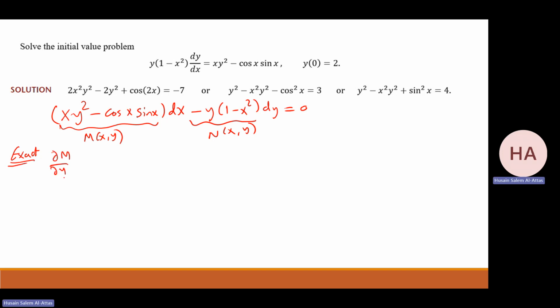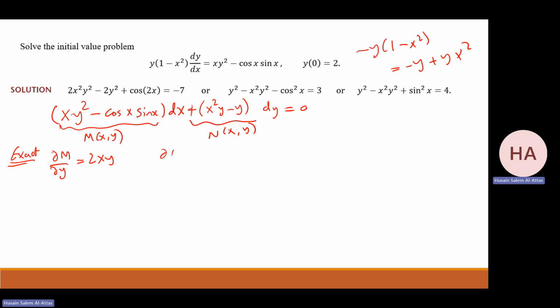Partial M with partial Y, it will be what? 2xy. This is constant. And I have partial N. I think I will write it better than that. It will be minus y plus x squared y minus y. Yeah, it was minus y(1 minus x squared), which is minus y plus yx squared. So I wrote it this way.